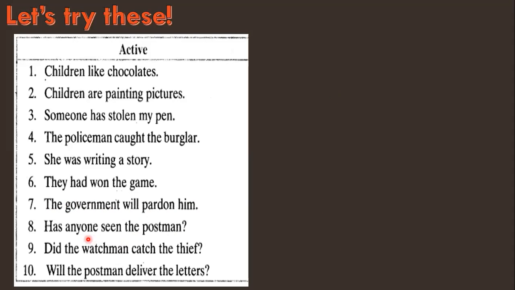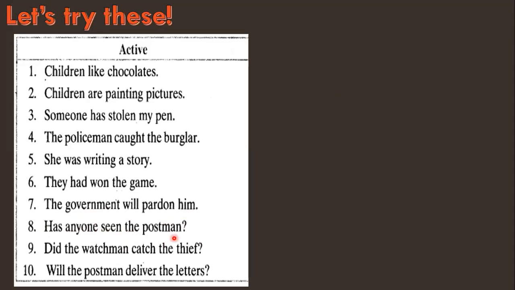Okay, the eighth one. This is a little tricky. Has anyone seen the postman? Okay, first of all, it's not going to be pardon. Let's get back to the seventh one. The government will pardon him. He will be pardoned. Pardoned by the government. Okay. So make sure you are giving the correct answer. He will be pardoned. Pardoned. Okay. Eighth one.